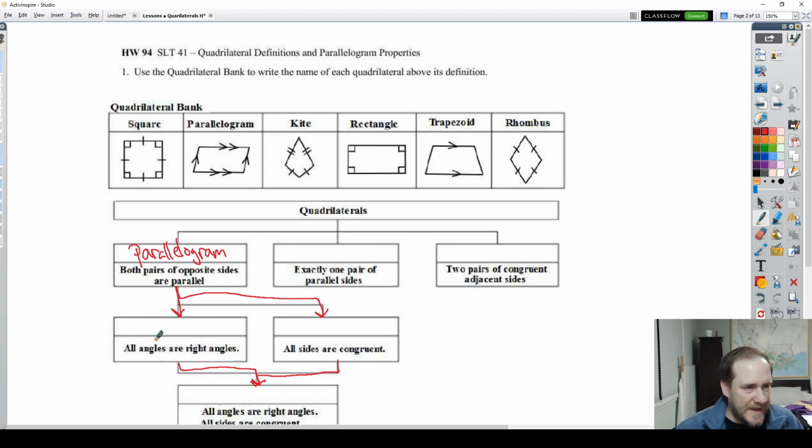So here it says all the angles are right angles. So looking up here, well, a square has all of its angles right angles, but it's supposed to have all of its sides congruent too. And this doesn't say that. It only says the angles are right angles. So that box is trying to be rectangle.